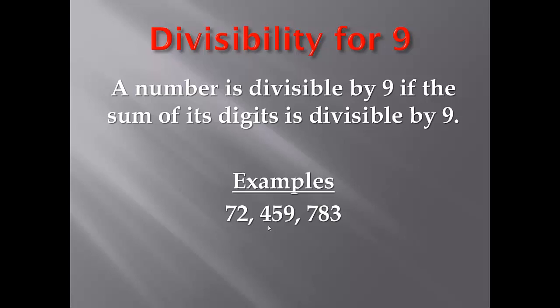Next example is 459. So 4 plus 5 is 9, and 9 plus 9 is 18, and 18 can be divided by 9. And our last example is 783. 7 plus 8 is 15, and 15 plus 3 is 18, and 18 can be divided by 9.